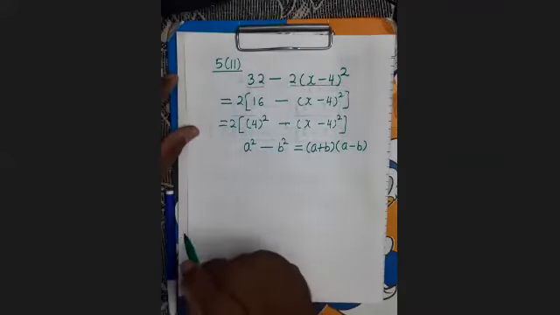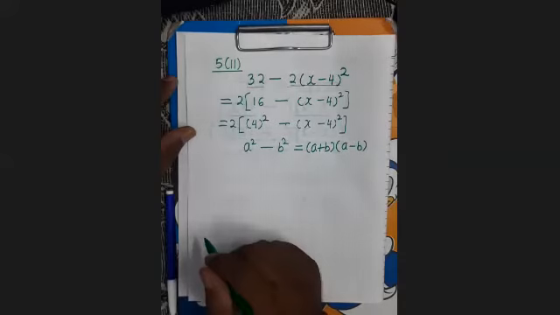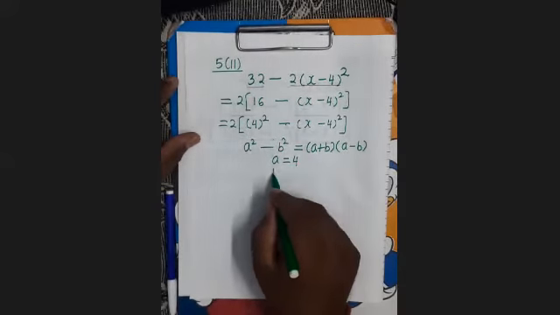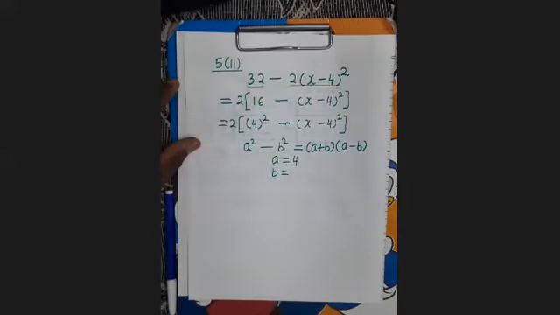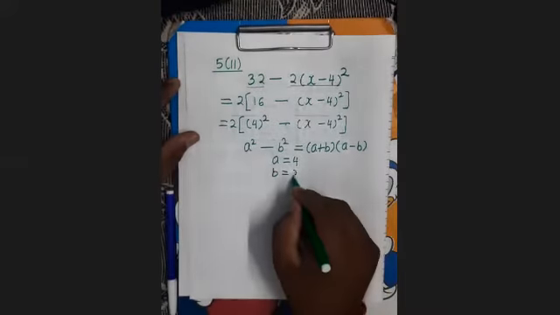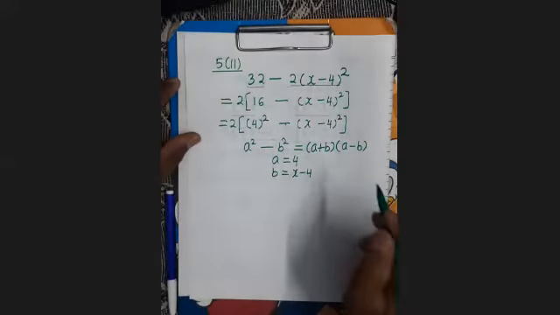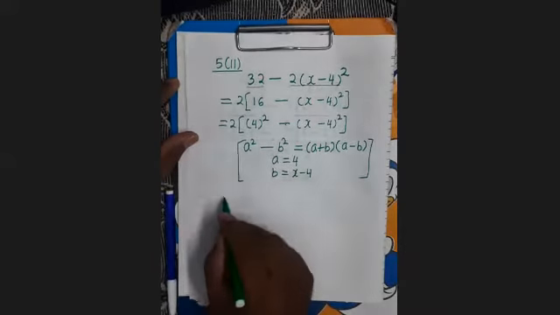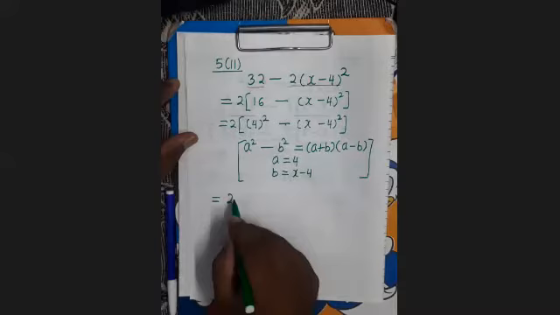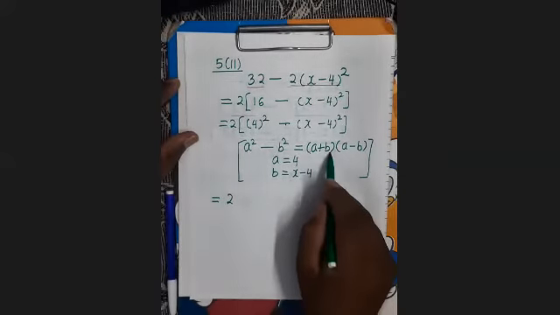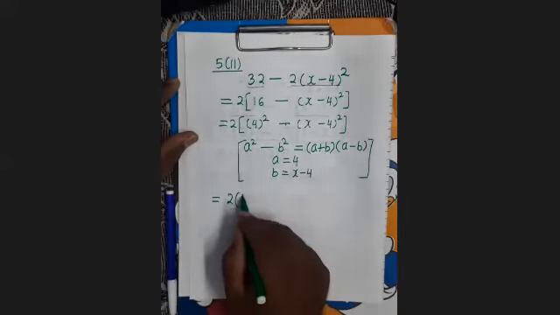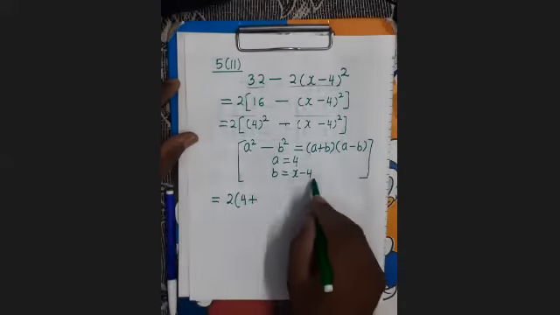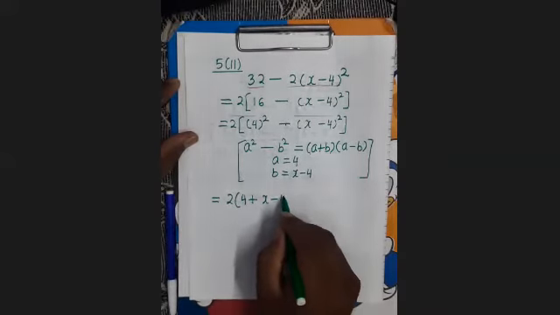Now what is in place of a? 4. A के place पर 4. What is in place of b? X minus 4. You can write in this way. It's clear. Now see here. So 2, and in one bracket a plus b. A is how much? 4. Plus b is how much? X minus 4.